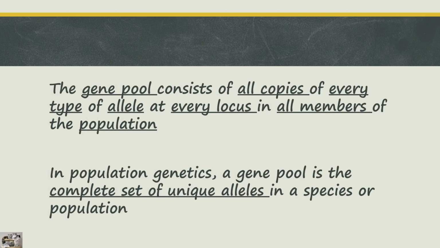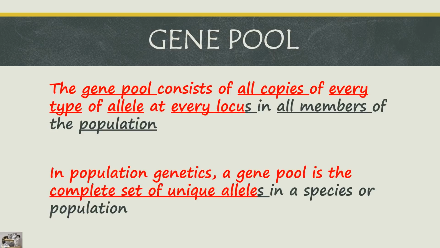So then, what is the definition of gene pool? Gene pool consists of all copies of every type of allele at every locus in all members of the population. In population genetics, gene pool is the complete set of unique alleles in a species or population.